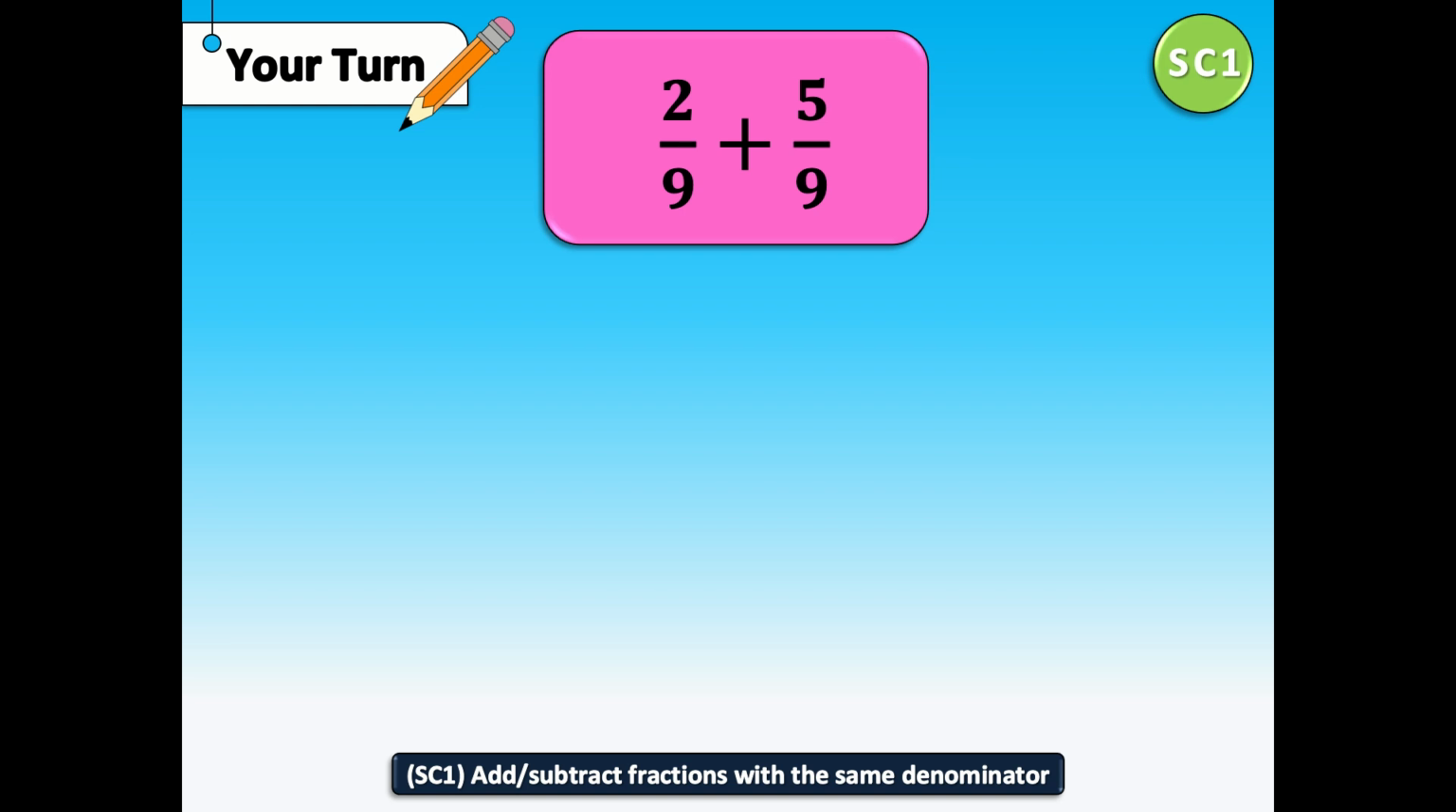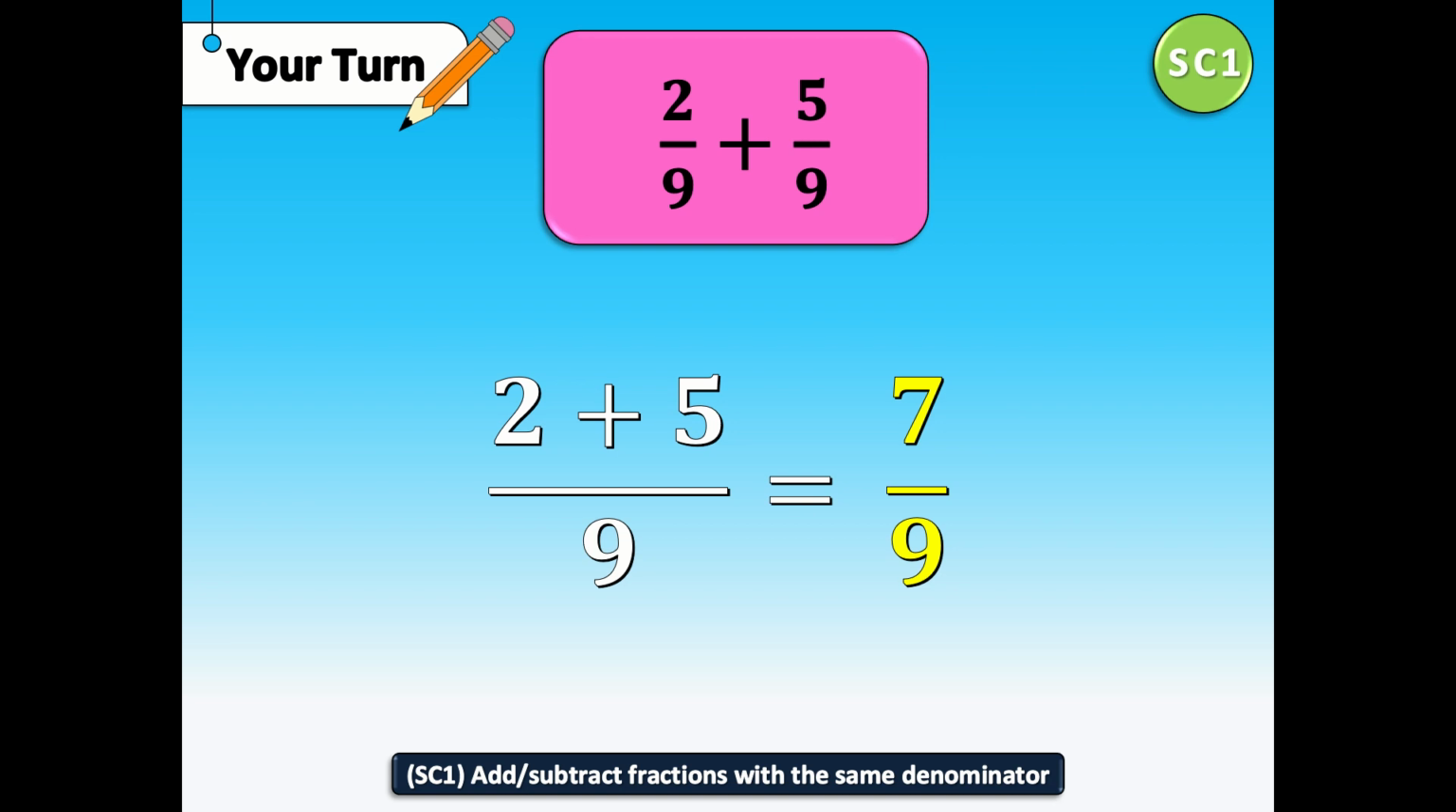So here's a question for you to have a go at. Pause the video, and when you're ready to see what you should have done, press play. So for this one, we just add the top two numbers together, but the bottom number stays the same. So my answer is 7/9.